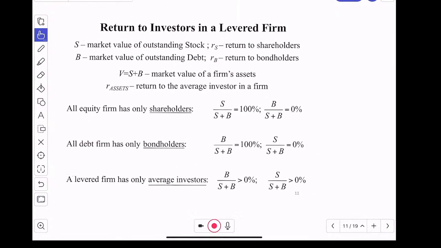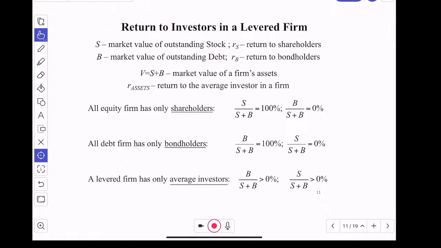So what am I talking about? I'm talking about the shares, or the weights. Remember that we talked about weights for the portfolio. Now we're going to talk about the weights, or proportions, invested in stock or financed by stocks and bonds. Since an all-equity firm has only shareholders, the share of stock to the value of the firm is 100%.